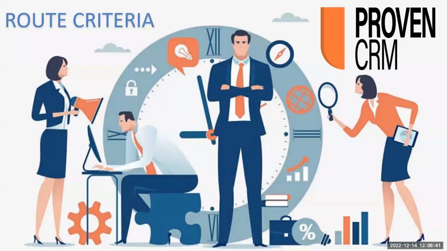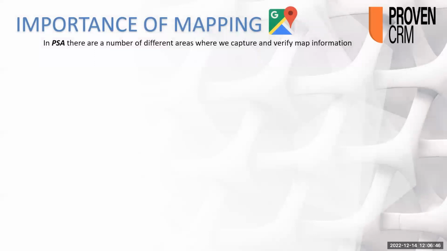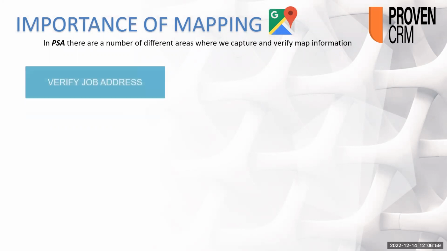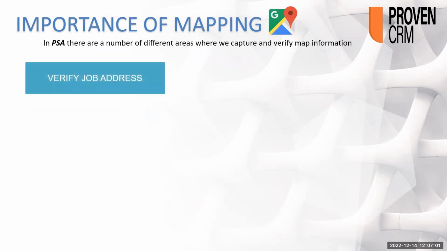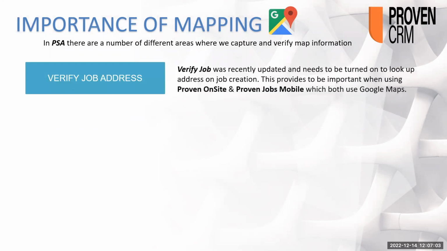We'll begin with the route criteria. When we're looking at route criteria, we need to discuss the importance of mapping or job verification. In PSA, there are a number of different areas where we can capture and verify map information. The first area is job verification, and this would be done through Proven Jobs. We've recently added this feature to Proven Jobs, which will allow you to verify the job address upon job creation.